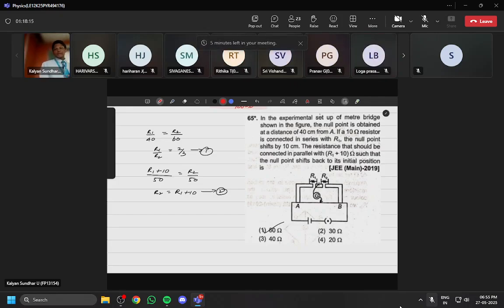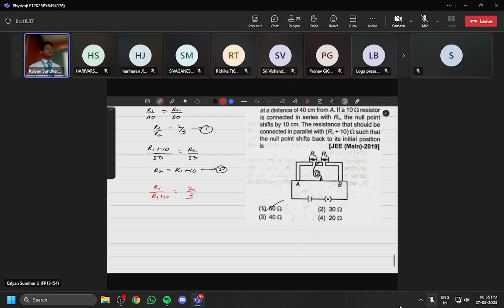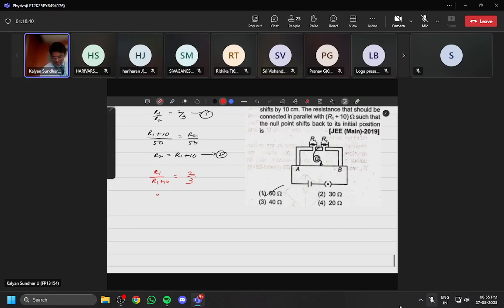Right, okay. So next they have been asking about the expression for this. If I just substitute this equation, R1 by R1 plus 10 will be equal to 2 by 3. Correct? So from here you will get the R1 value. R1 value is how much, sir? 3 times R1 will be equal to 2R1 plus 20. So R1 will be equal to 10. R1 is 10 ohm. So R2 will become how much? Oh, sorry. R2 is 20.